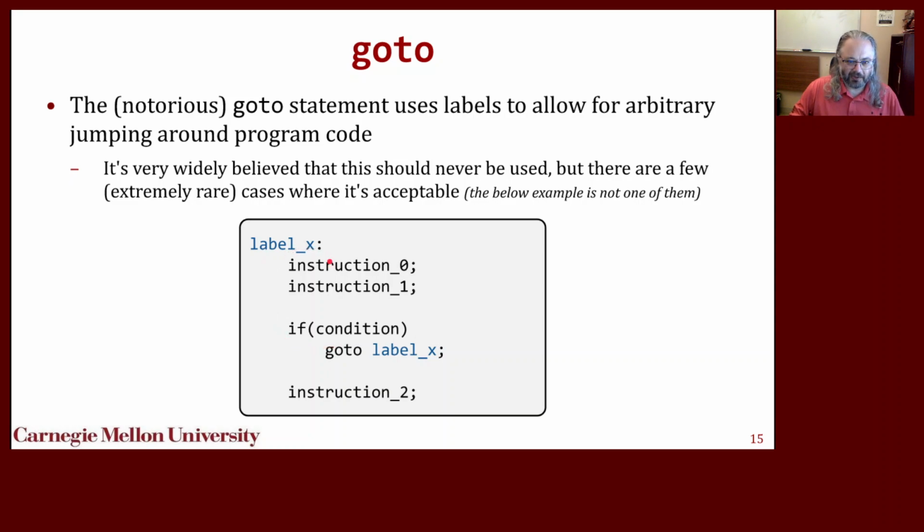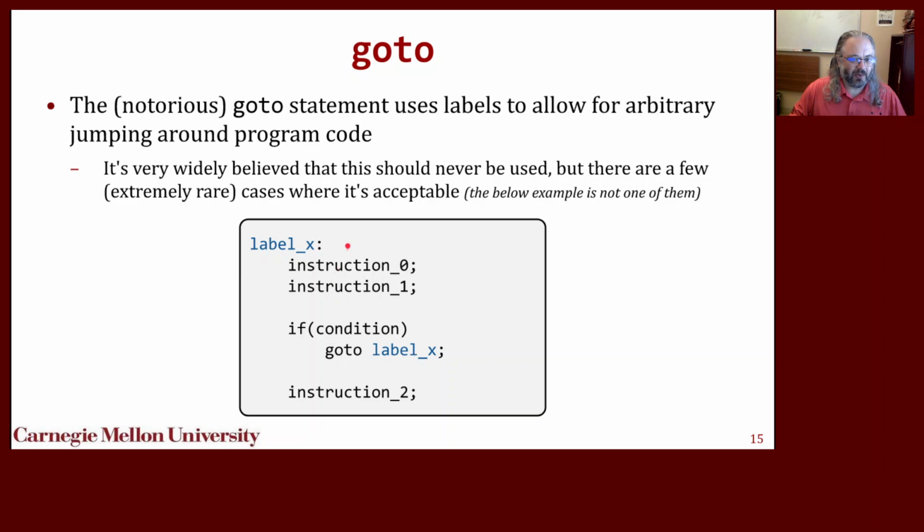If it's true, I go back. This is a do-while loop. This is exactly a do-while loop that we already have in C. I execute my instructions. This is my loop body. Then I check my loop condition. If it's true, I continue executing the loop. So this is nothing other than a do-while loop.